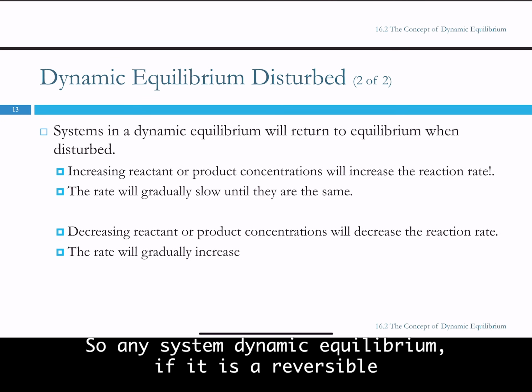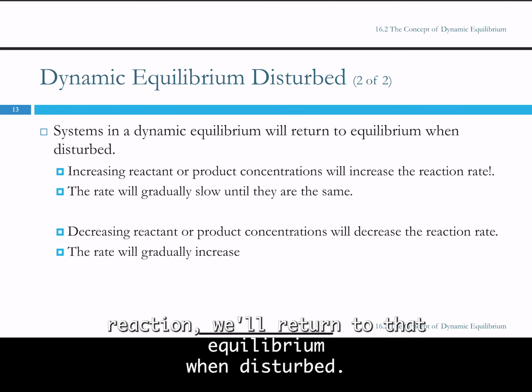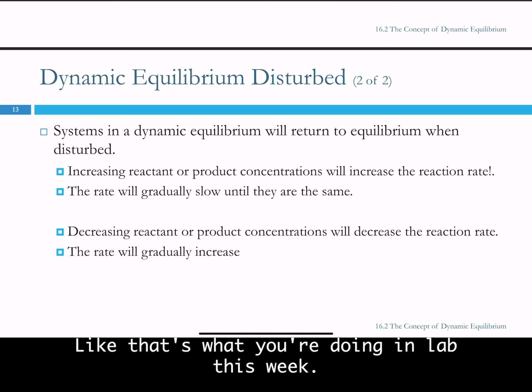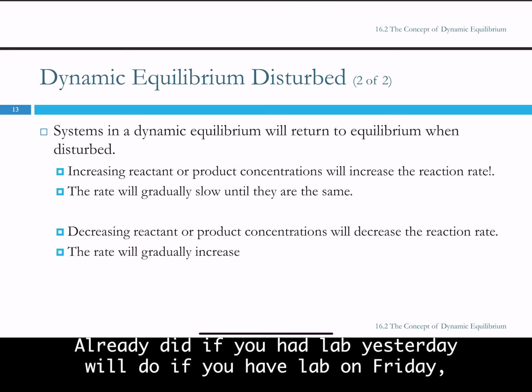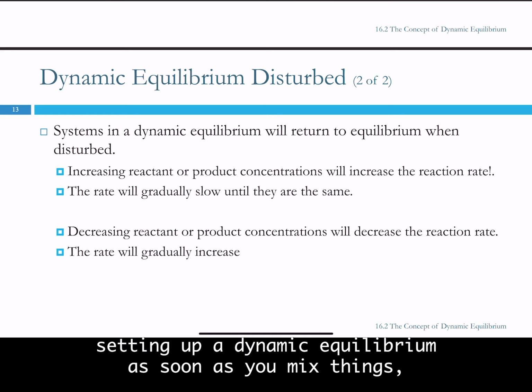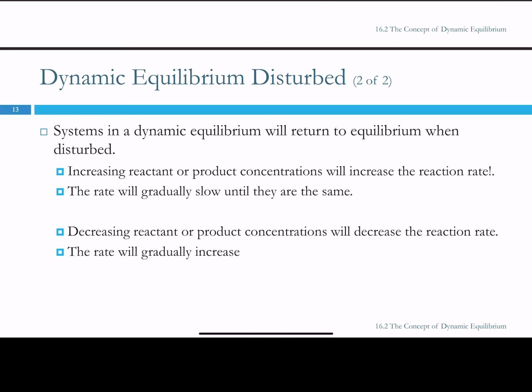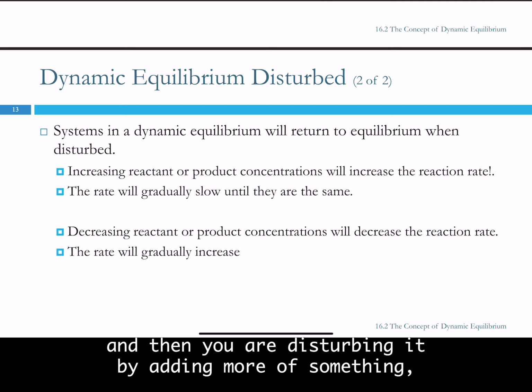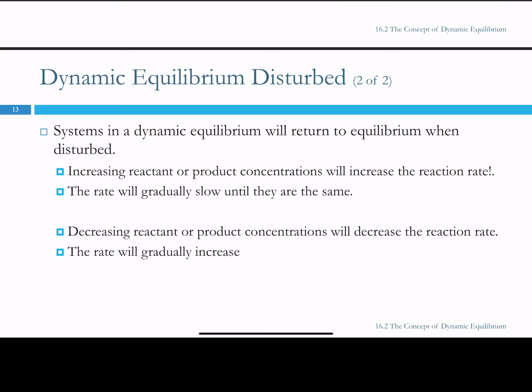So any dynamic equilibrium, if it is a reversible reaction, will return to that equilibrium when disturbed. That's what you're doing in lab this week. Already did if you had lab yesterday, will do if you have lab on Friday. You're taking those chemical reactions, basically setting up a dynamic equilibrium as soon as you mix things, and then you are disturbing it by adding more of something and shifting. You're not changing where it ends up at the dynamic equilibrium.